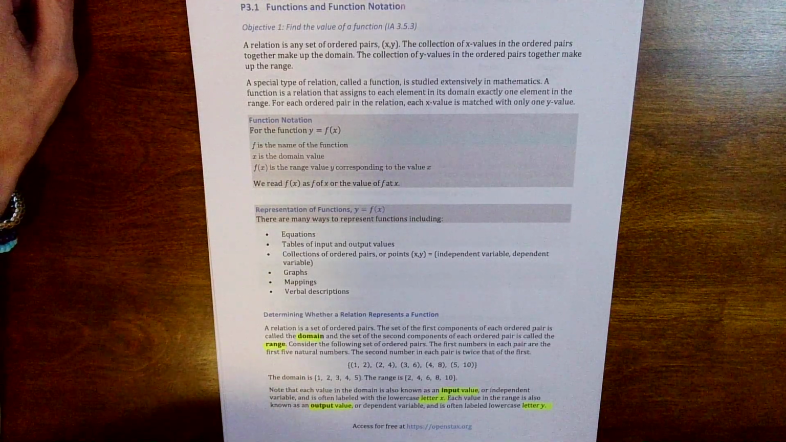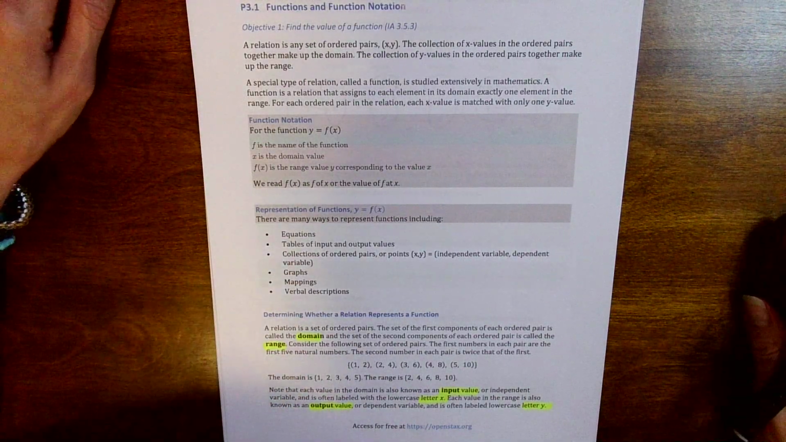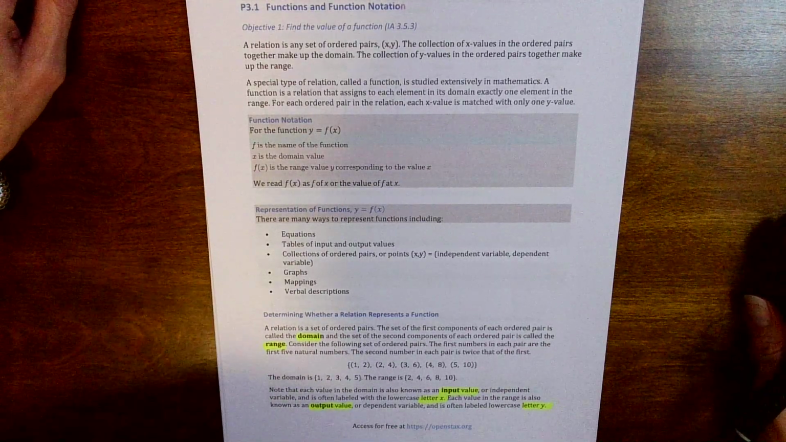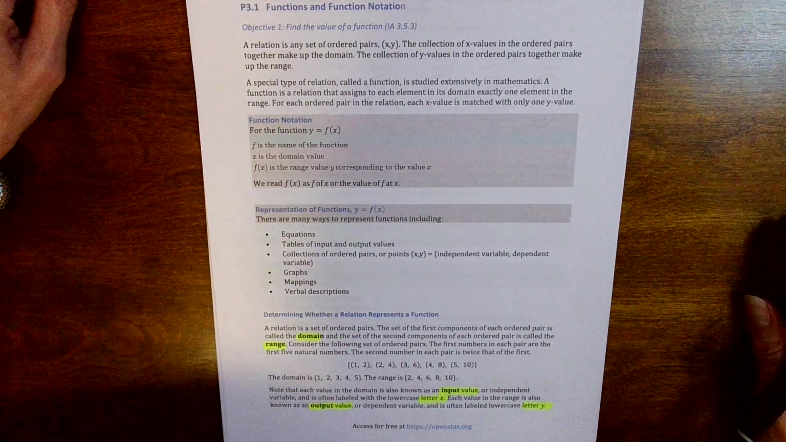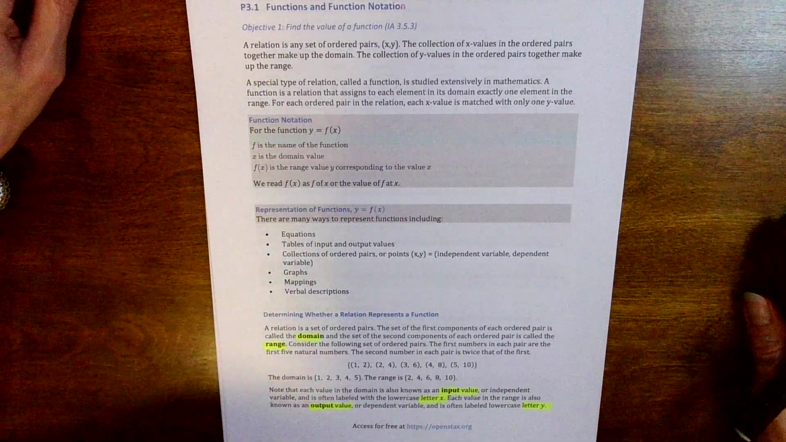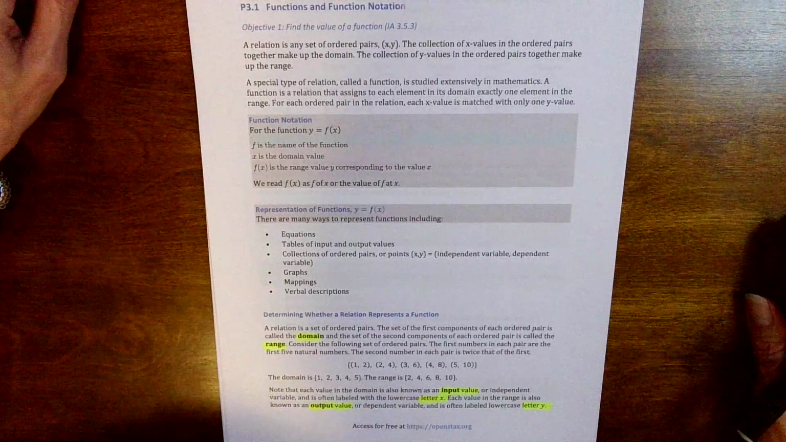Today we're going to talk about functions and function notation. A relation is any set of ordered pairs, x, y. The collection of x values in the ordered pairs together make up the domain, and the collection of y values in the ordered pairs make up the range.